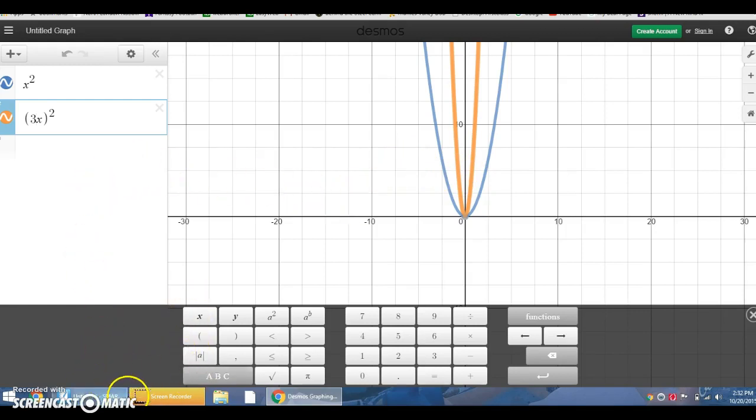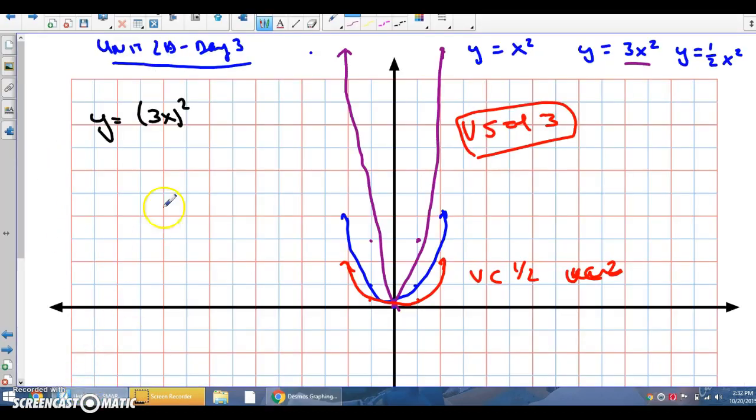To figure out if it's a compression or a stretch horizontally, you look at the size of the number. If it's bigger than 1, then it is a horizontal compression. If it's smaller than 1, or a fraction, so if I have something like this, bracket 1/2 x all squared, in the bracket, this one here is smaller than 1. This is a horizontal stretch.